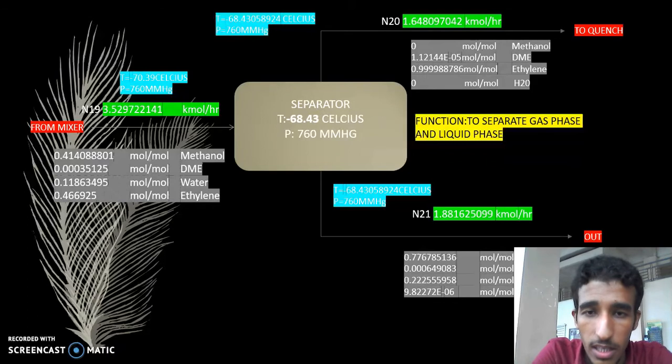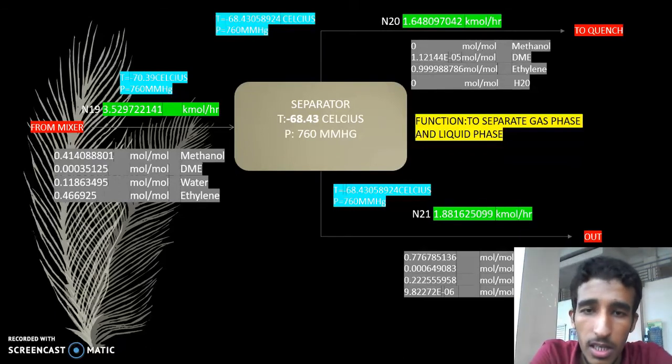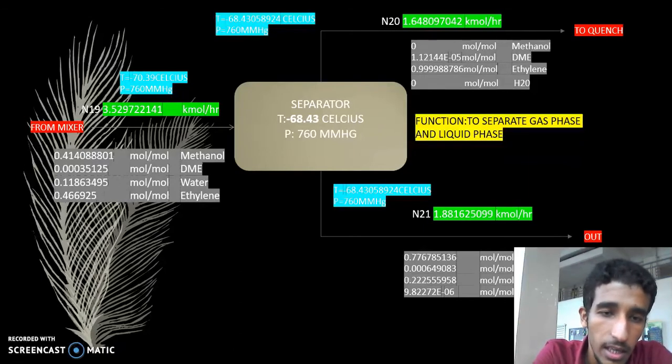And the next unit is the separator. The stream coming from the mixer is at 3.5 kmol per hour, and the temperature of the separator is minus 68 degrees Celsius and pressure at 1 atm, splitting the gas and liquid phases, with the gas phase going out at 1.6 kmol per hour and the liquid phase at 1.88 kmol per hour. The function of the separator is to separate the gas-liquid phases into two phases.